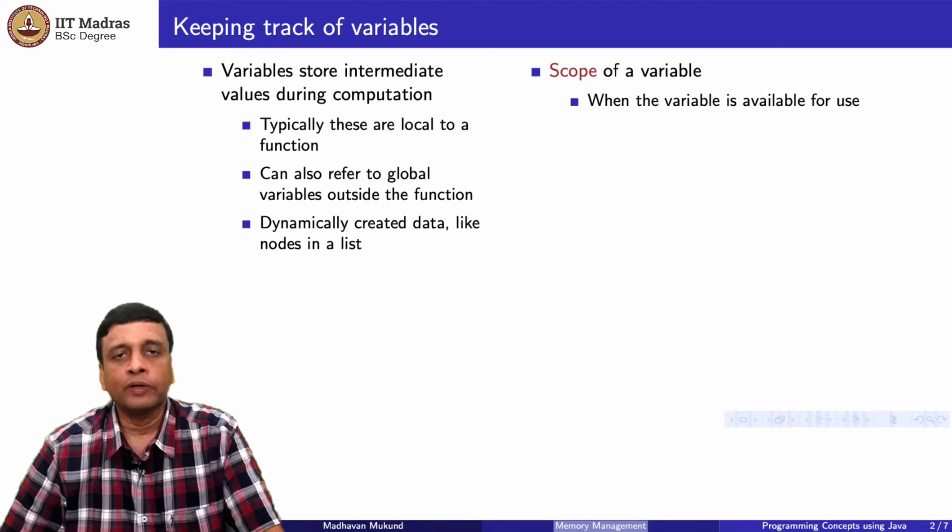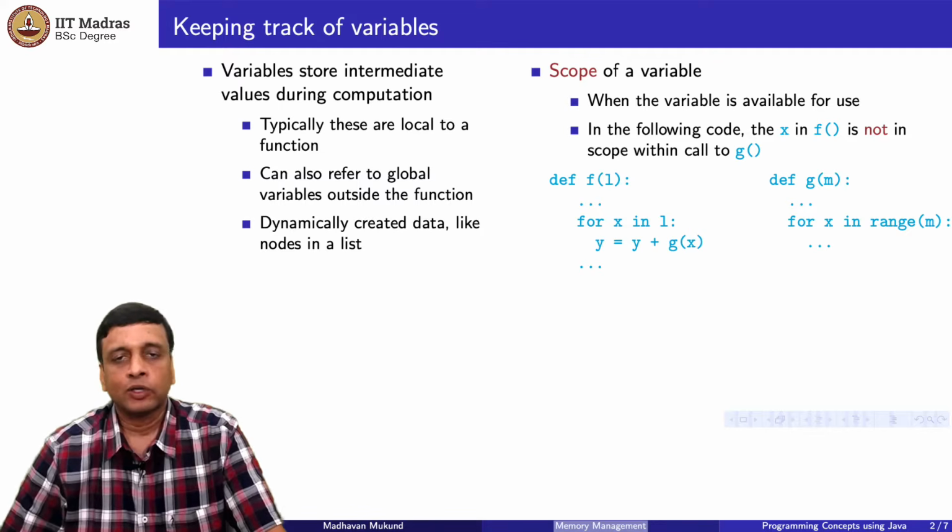So the first thing that we need to understand is when a variable is meaningful in a program. So when is a variable available for our program to refer to? So this is called the scope of a variable. So let's look at this code.